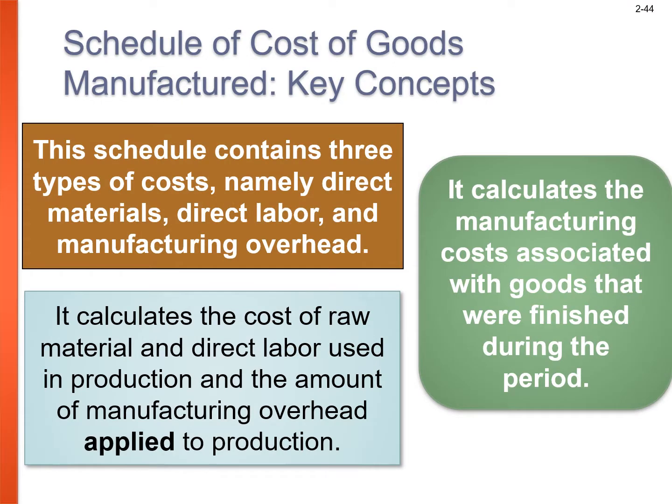The schedule of cost of goods manufactured. This schedule contains the three types of costs: direct materials, direct labor, and manufacturing overhead. It calculates the cost of raw materials and direct labor used and the amount of overhead applied. It calculates the manufacturing costs associated with goods that were finished during the period. Let's take a look.